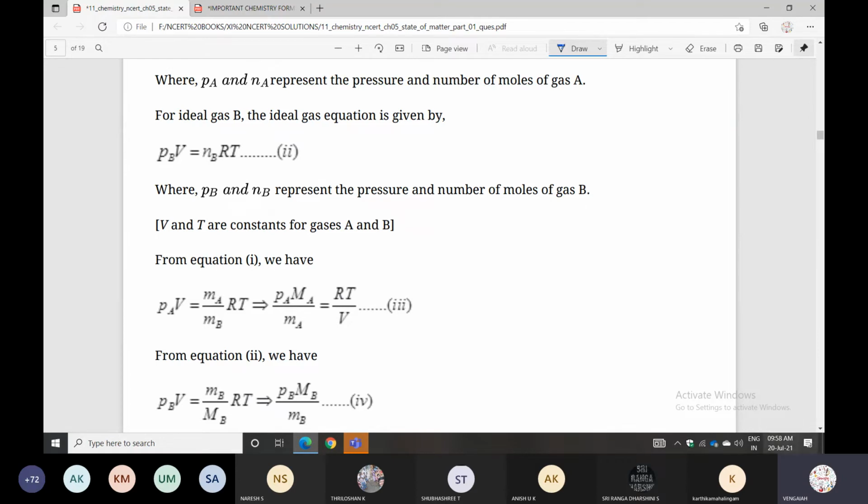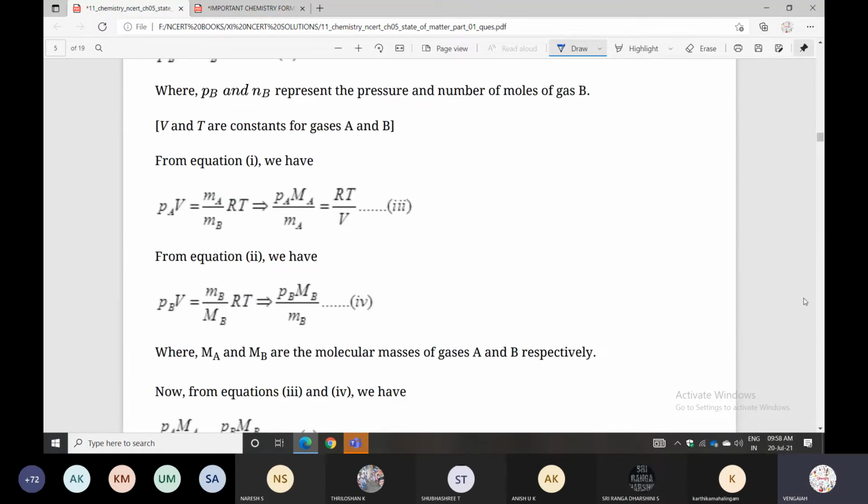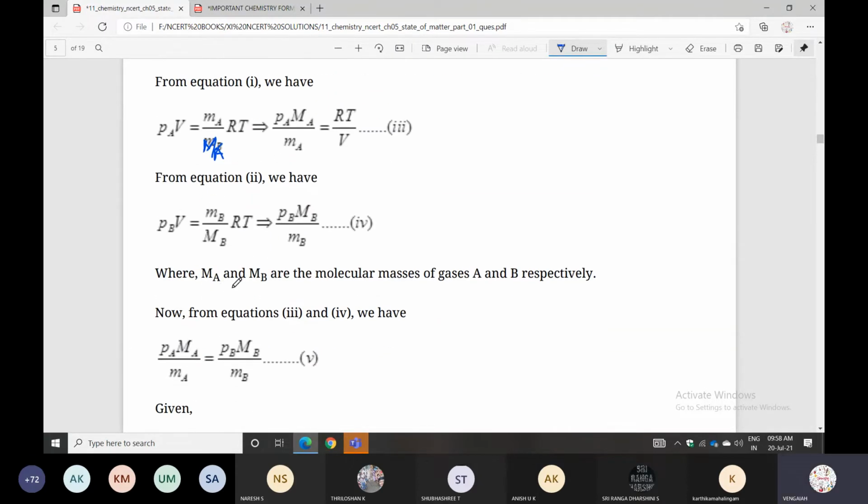Same way you can substitute for equation 2 also. It is given wrong here, and a small correction is there, you people also can make the correction. You come here, capital A is correct, capital M A will come, not B. That is wrong, because this is equation A. So PA V equal to (mA by MA) RT. From equation 2 also, PB V equal to (mB by MB) RT. Where MA and MB are the molecular masses of gas A and gas B.